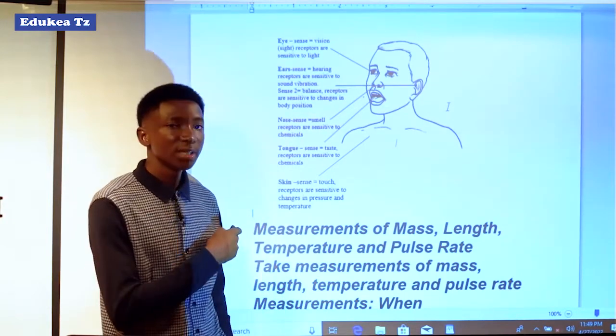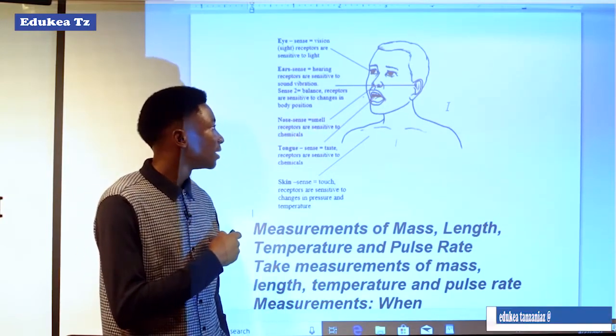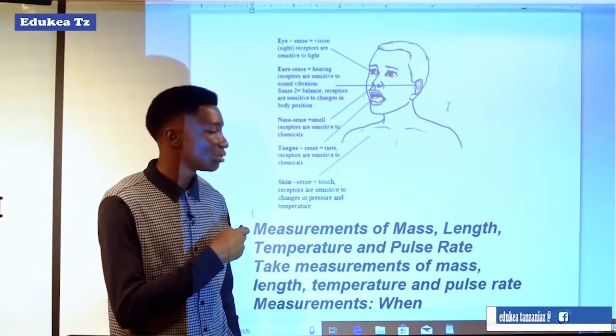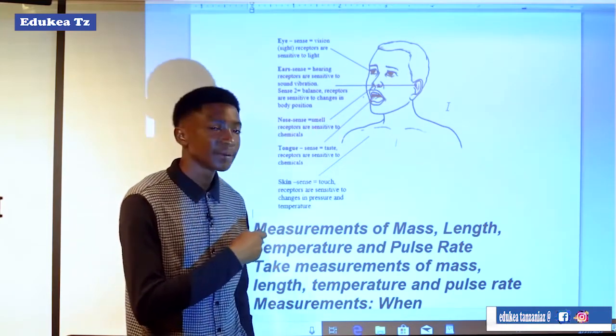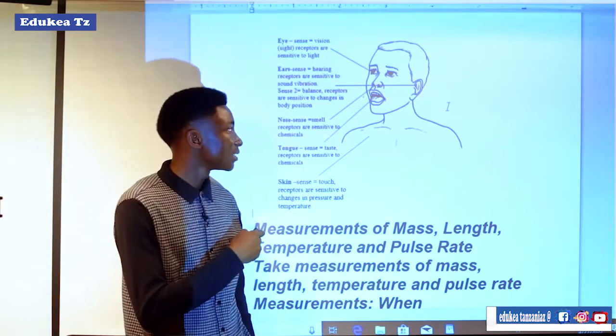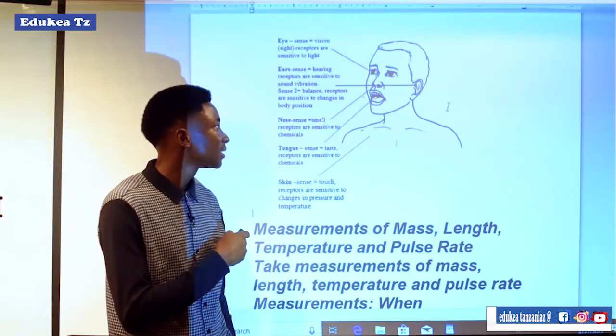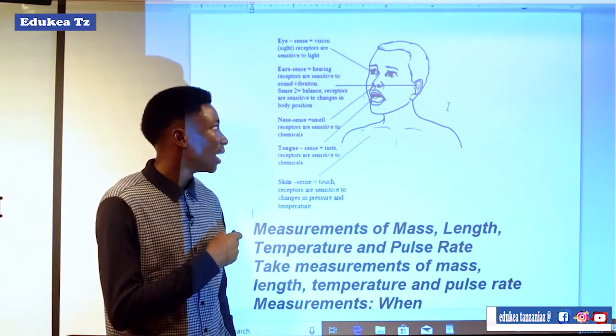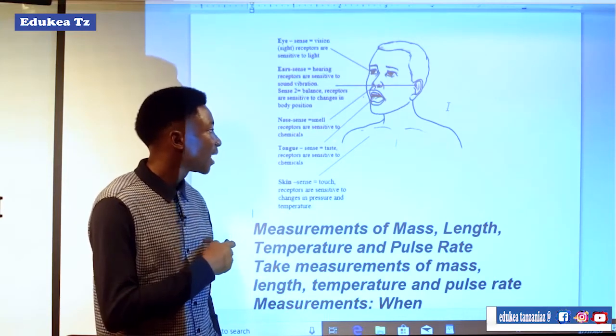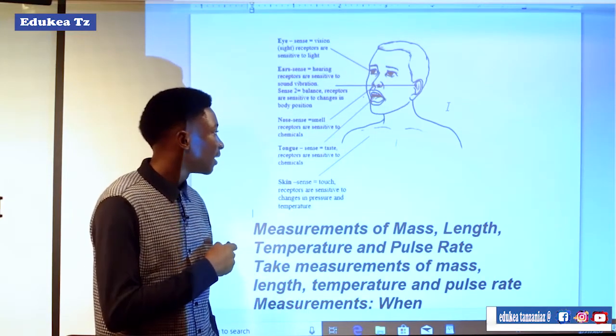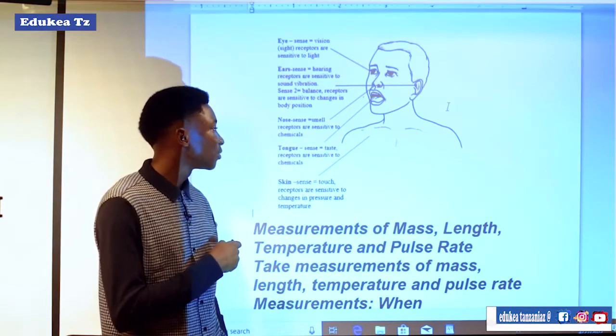So the nose is used to smell the smellings of the various things such as chemicals and others. Tongue: these taste receptors are sensitive to chemicals.